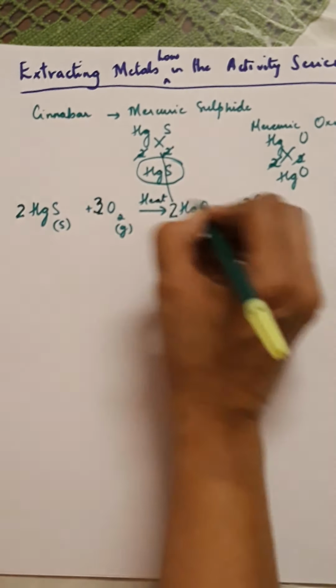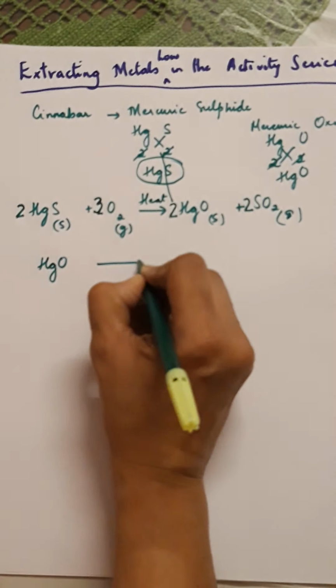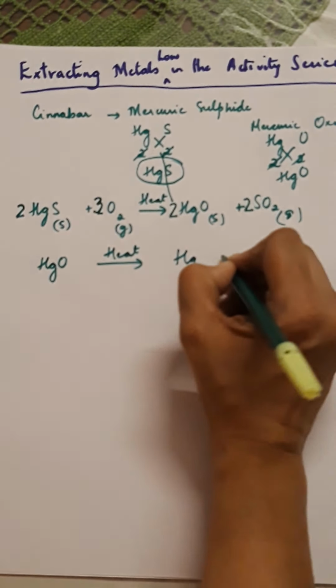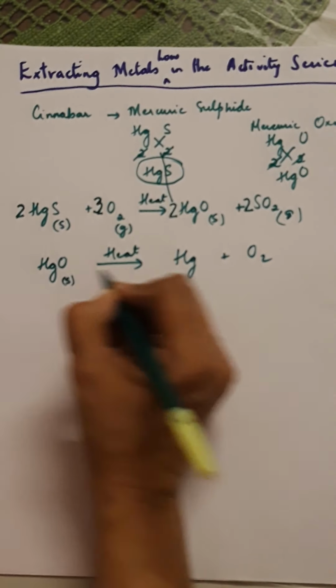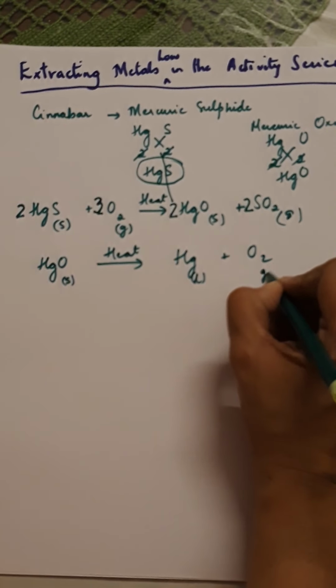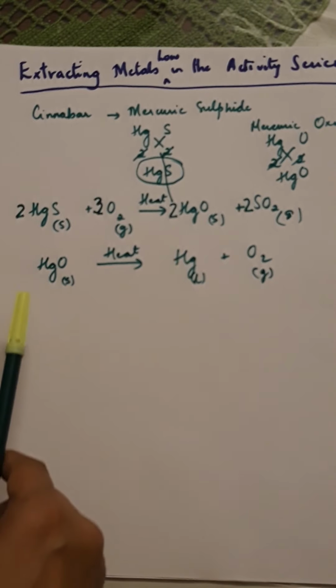So this mercuric oxide, on further heating, is reduced to mercury and oxygen. This mercuric oxide is a solid, this mercury is a liquid, and oxygen is a gas. Now let us balance this equation.